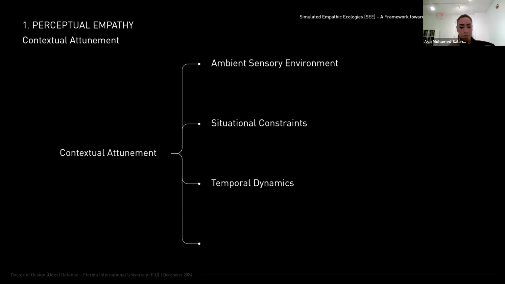as well as the temporal dynamics, underlining the inherent fluidity of emotional states as they unfold across time, and emphasizing this trajectory and rhythmic ebb and flow of affective experiences. They don't happen in discrete moments. So what is this temporal aspect that the system needs to be attuned to with the user or the occupants of the space?